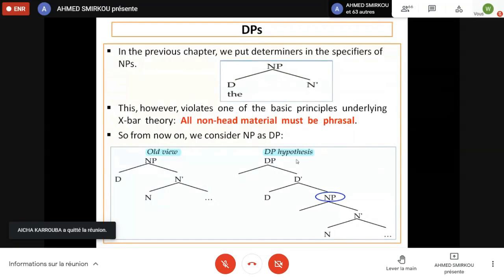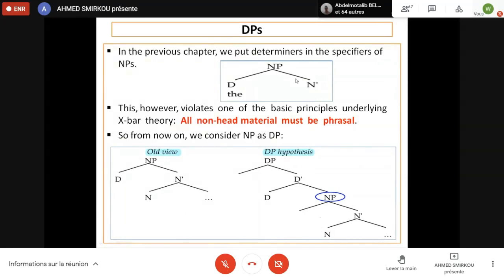So, the DP hypothesis. DP, D bar, determiner, and the NP. The new DP hypothesis states that the head of the phrase is not the noun. In a noun phrase, the head is not the noun, so we shouldn't call it a noun phrase. We should call it a determiner phrase. The head is the determiner, syntactically speaking.